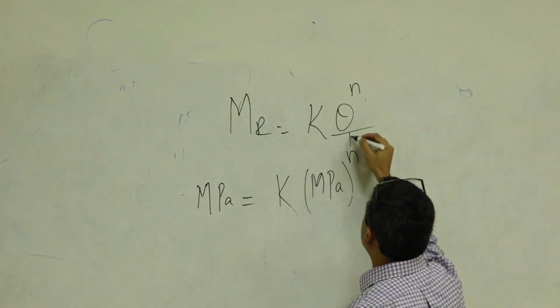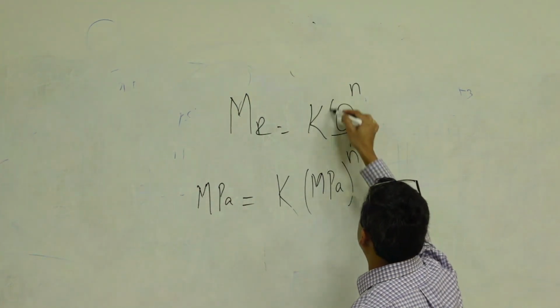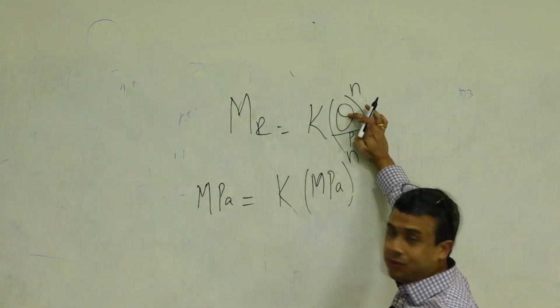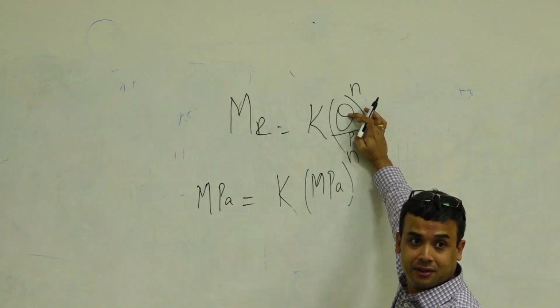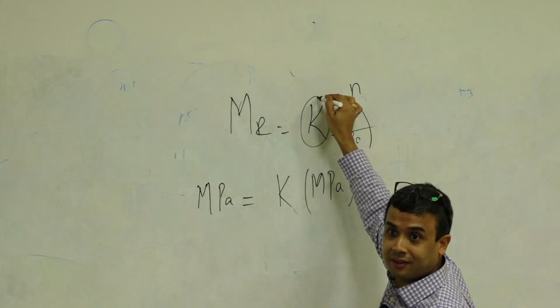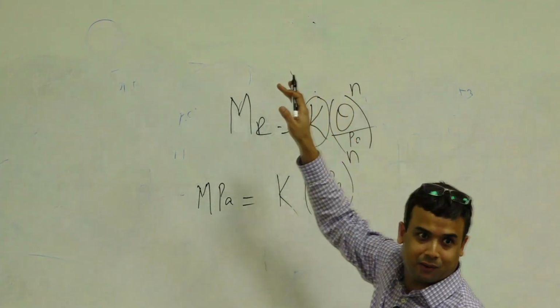Okay, so now he's talking. So either P naught or PA or something. Now you're dividing by that. So what is the unit of this ratio? Unitless. So what now happens to the unit of K? Kappa, MPa, or whatever, right?